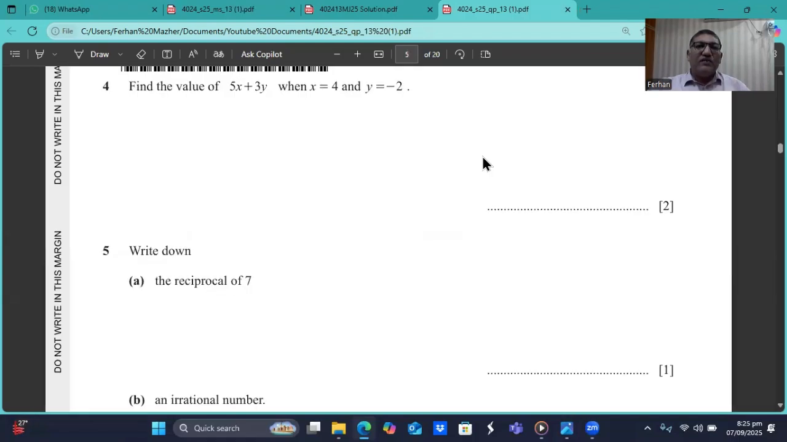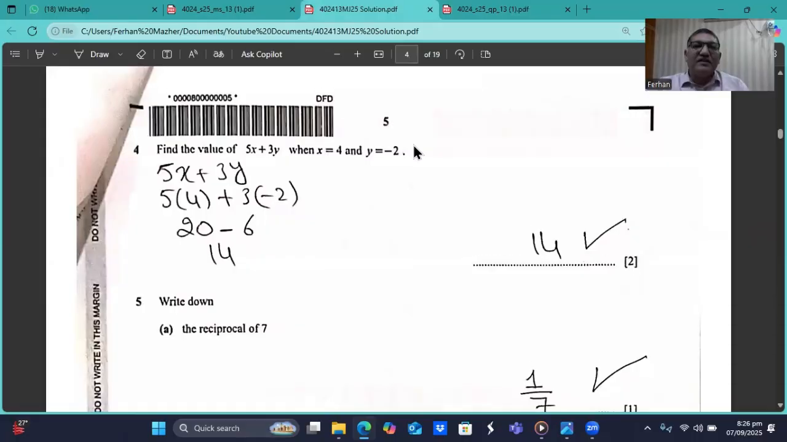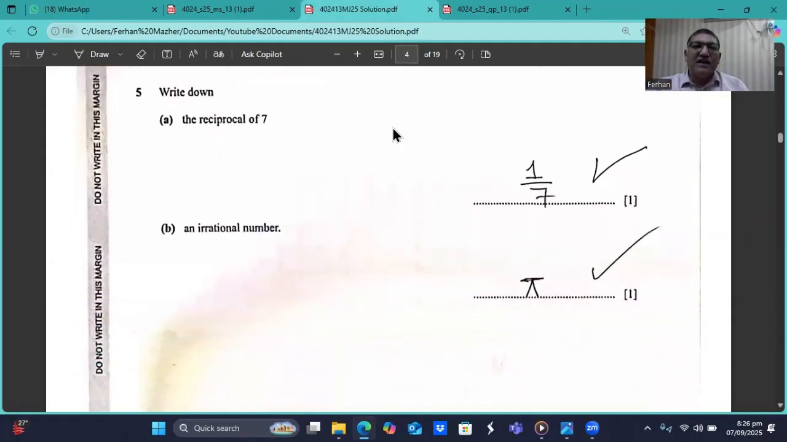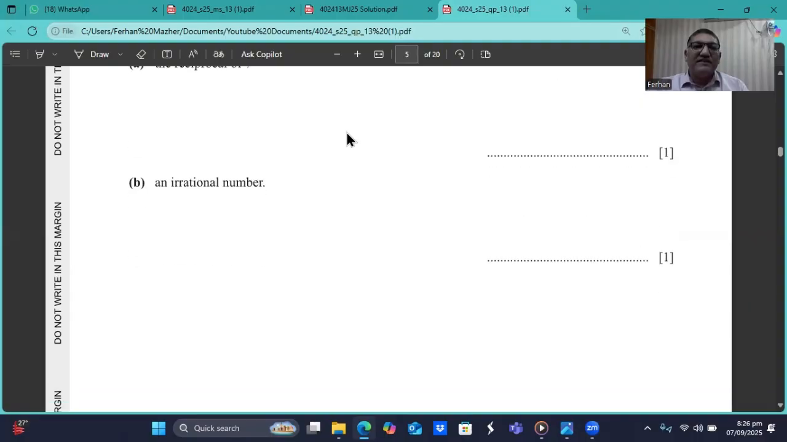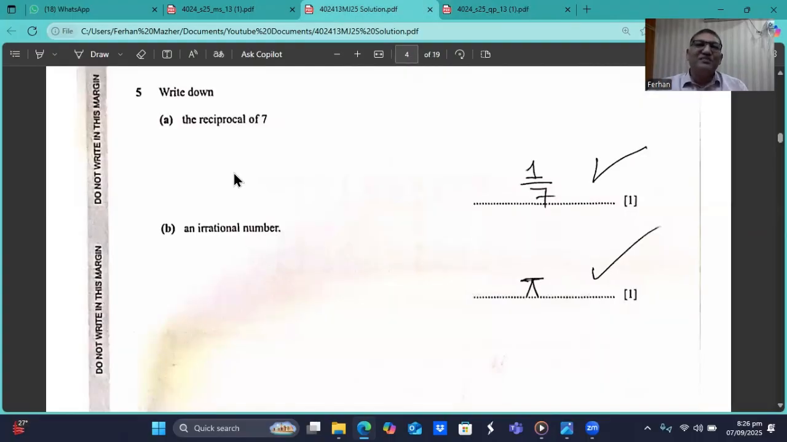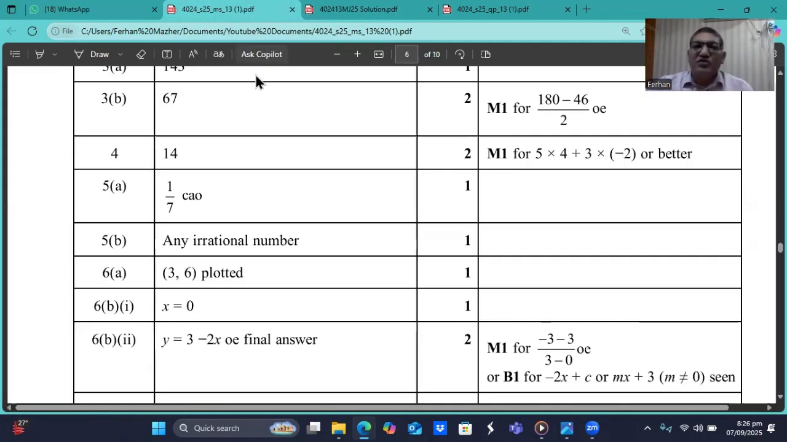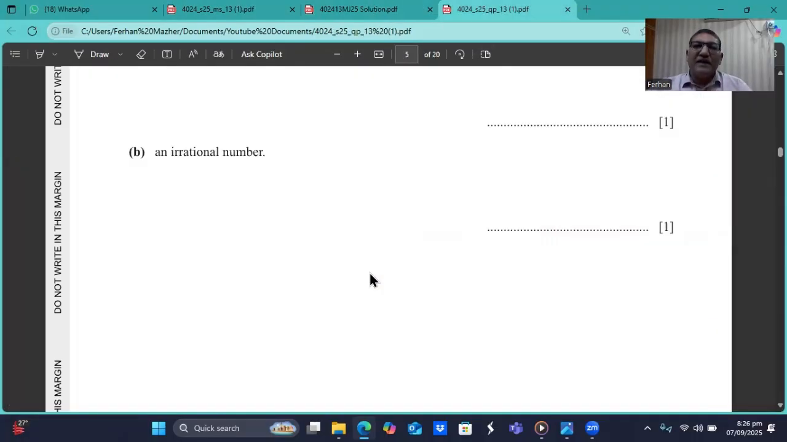Okay. So now we are going to the next question. The next question is question number 5. He says, write down the reciprocal of 7. So the reciprocal of 7 is 1 by 7. Then question number 5, B part, he says, write down an irrational number. The most famous irrational number is pi. Or you can write a prime number under a radical sign, for example, root 2. So he said an irrational number, so we have written pi there. Pi is an irrational number. So we are done with question number 5.